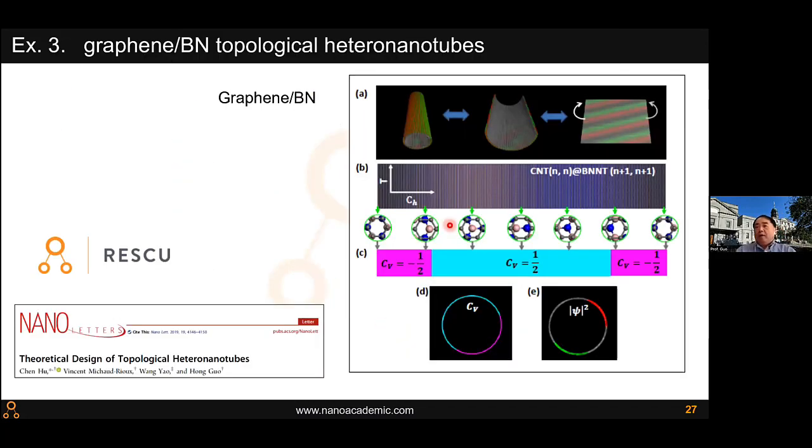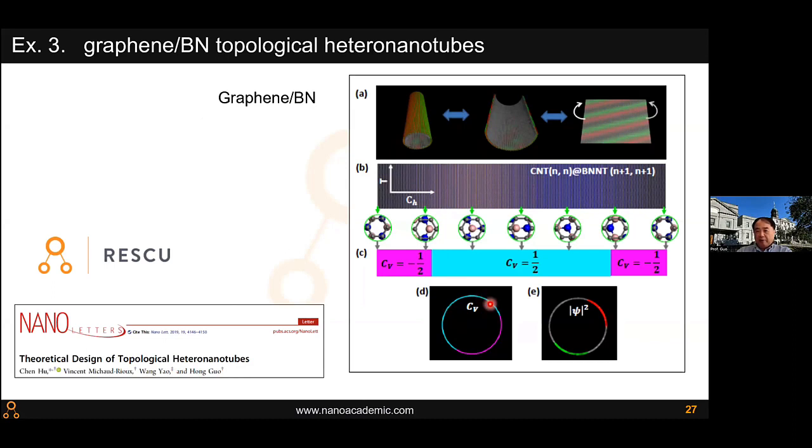You can do a bit more. We are talking about a two-dimensional Moiré lattice, and you can wrap it up into a nanotube. People have done this already. Graphene boron nitride nanotubes have been made experimentally. And because you have these topological states on these two-dimensional layers, when you wrap it up, they will become topological states going around the tube. Okay, so this is a topological nanotube.